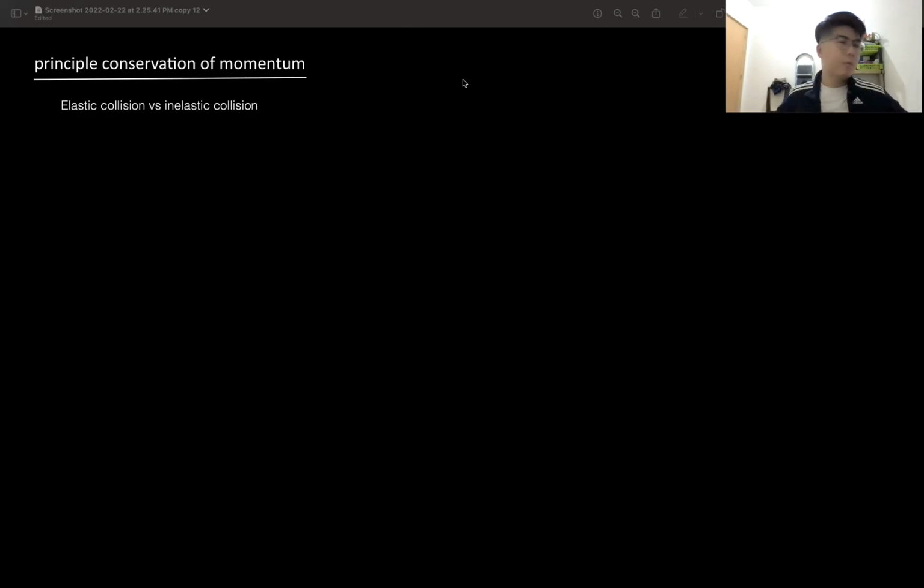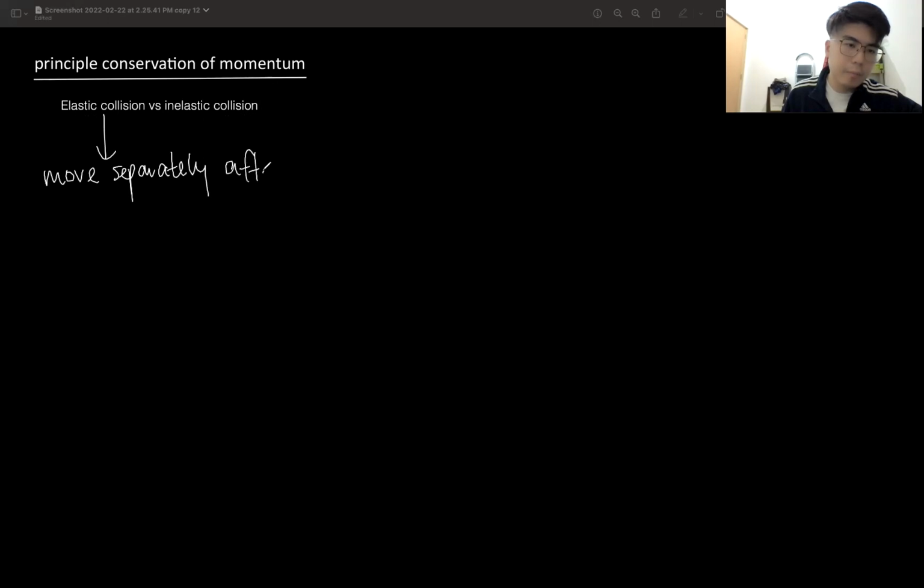Okay, one more part, then we'll finish this. Elastic collision versus inelastic collision. So we talk about collision. There are two types in general. Elastic collision means after they hit one another, they move separately. When they collide, they move separately.